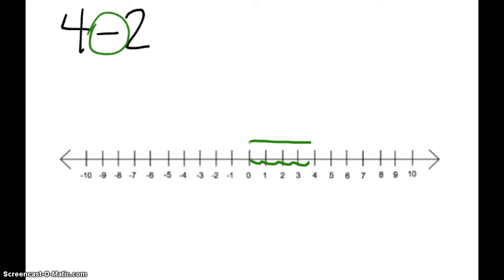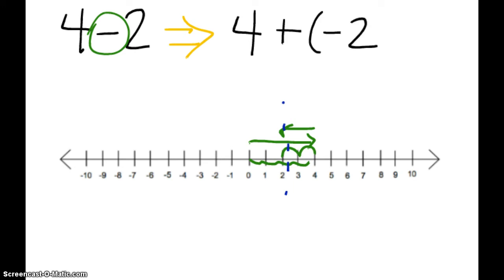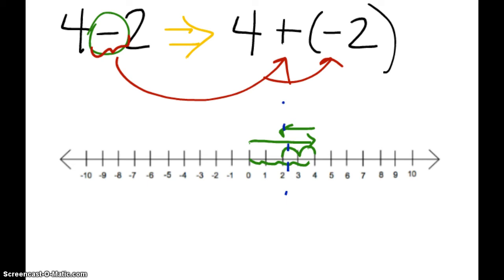And if we are subtracting 2, so we end up right here, that means we're going back 2 spaces. 1, 2. So we are moving back to 2. So we end up at 2. What I want to show you is that really 4 minus 2 is the same thing as 4 plus negative 2. What I've done is I have taken my minus sign and changed it into plus a negative. So 4 minus 2 is the same thing as 4 plus negative 2.